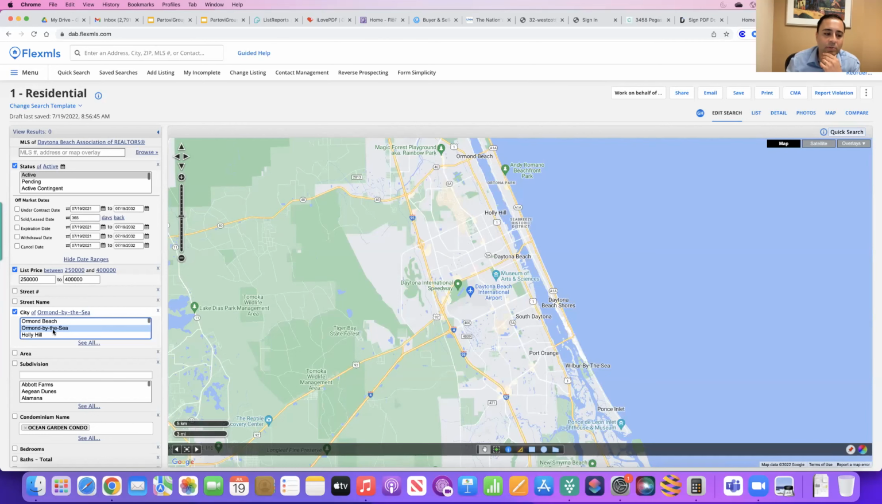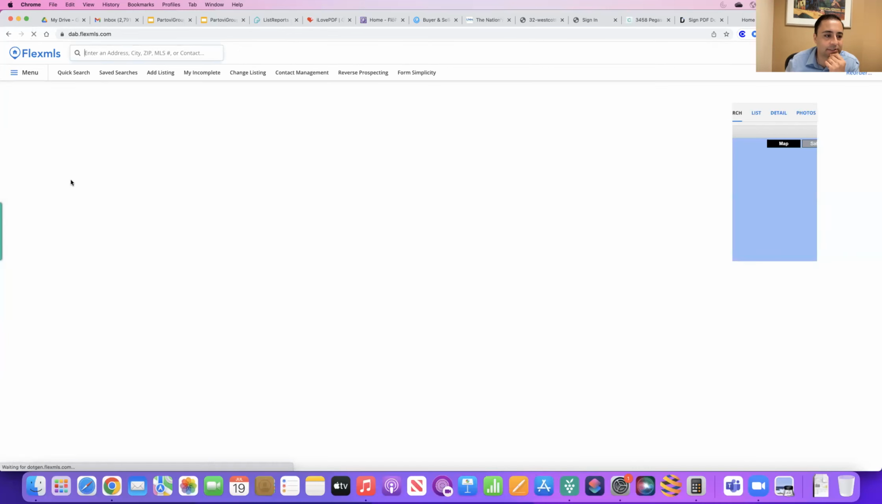But let's take a look at Ormond by the Sea here. Let me see if it'll calculate some results. All right, it's telling me there's nothing active in Ormond by the Sea. I'm not sure if that's accurate, or if I just need to refresh this data real quick.